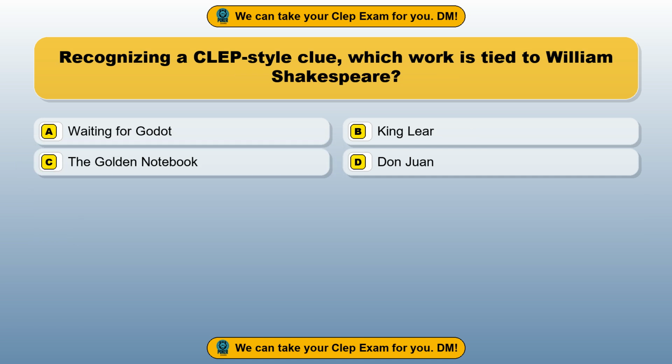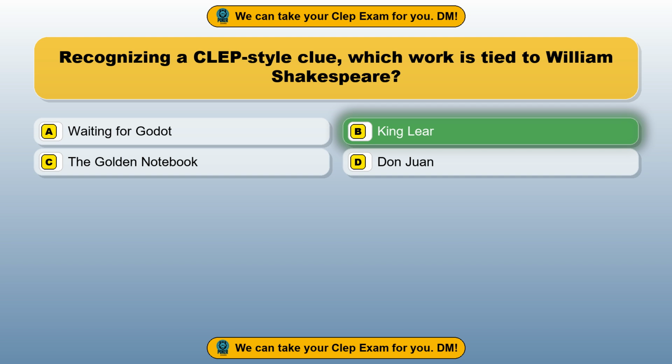Question 90. Recognizing a CLEP-style clue, which work is tied to William Shakespeare? Option A, Waiting for Godot. Option B, King Lear. Option C, The Golden Notebook. Option D, Don Juan. The correct answer is option B, King Lear.